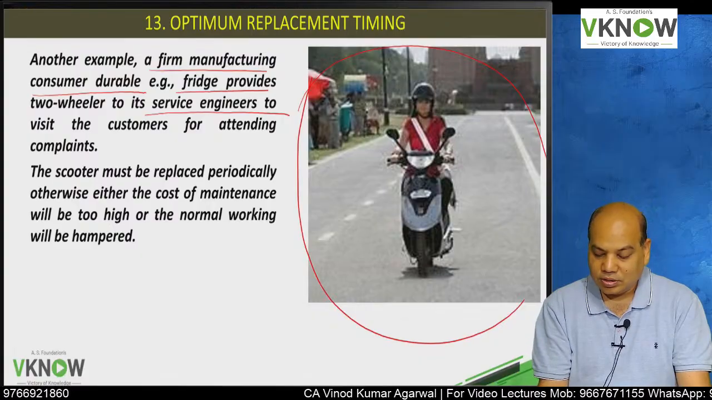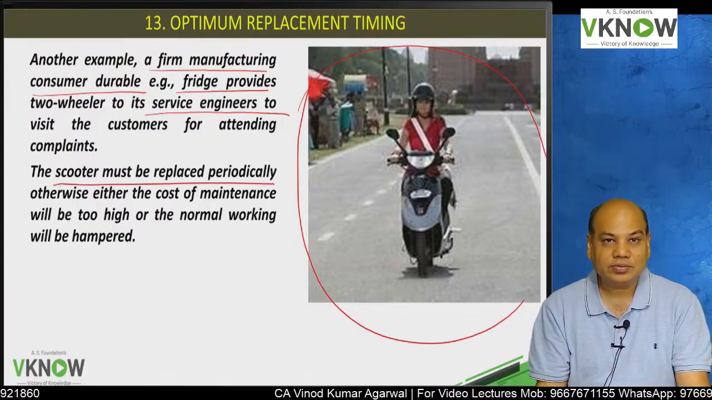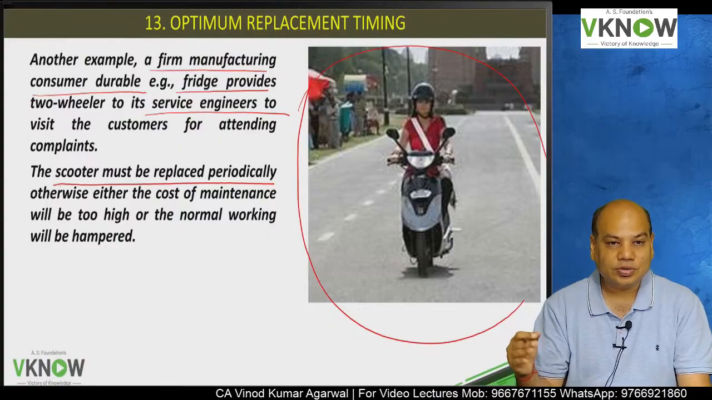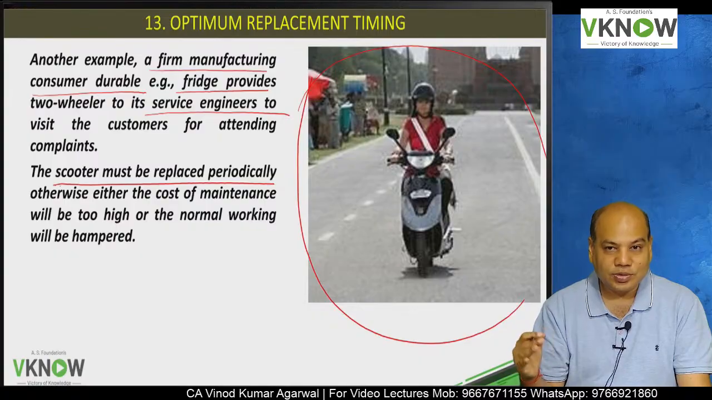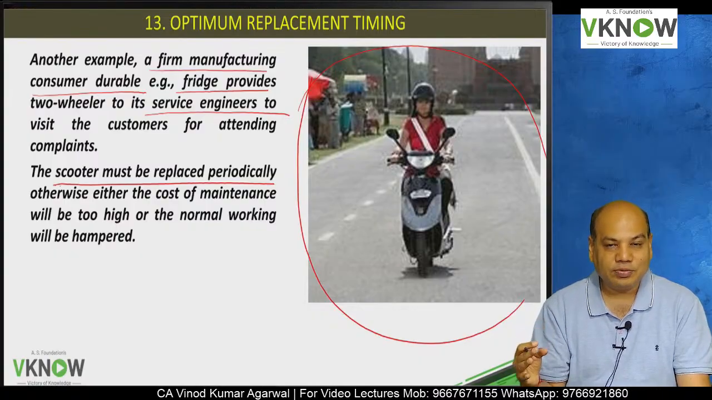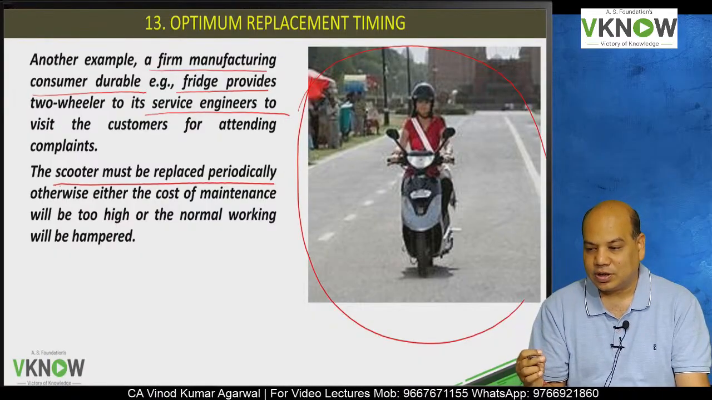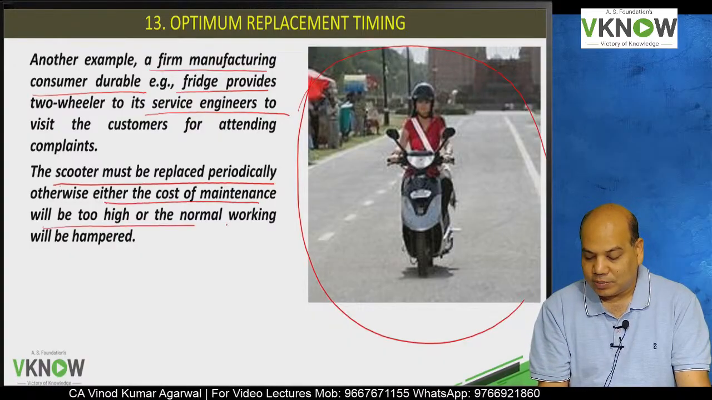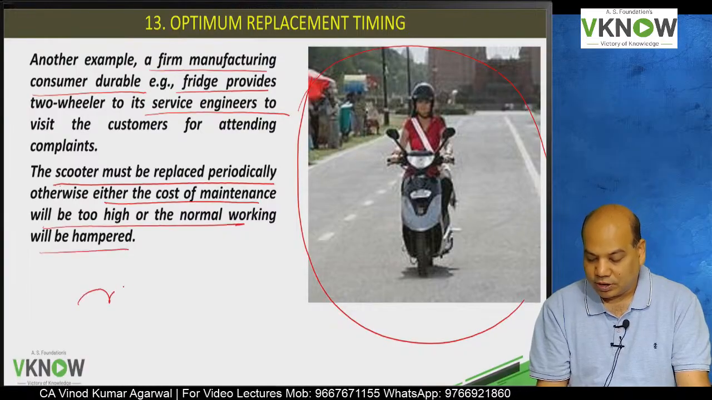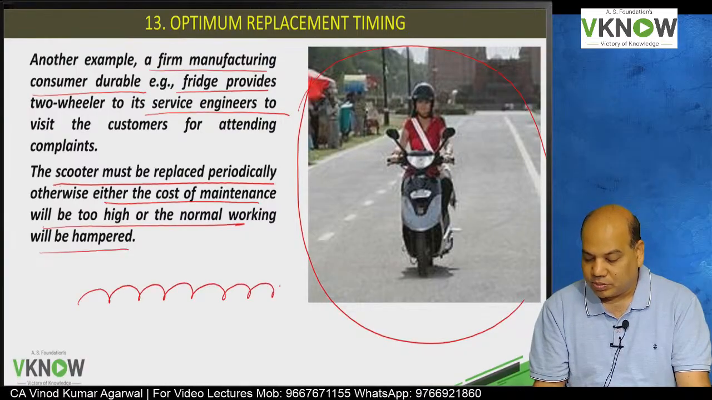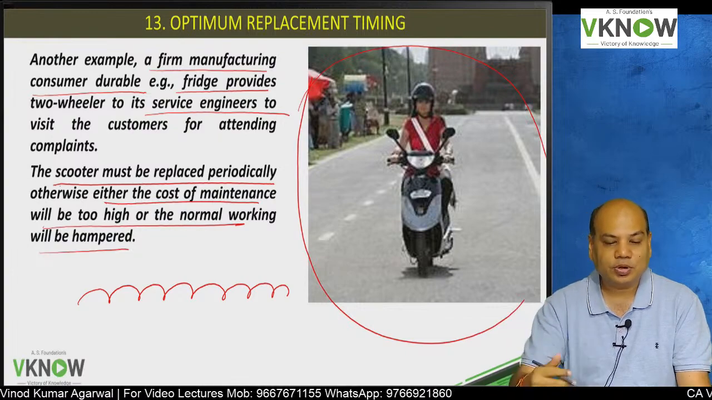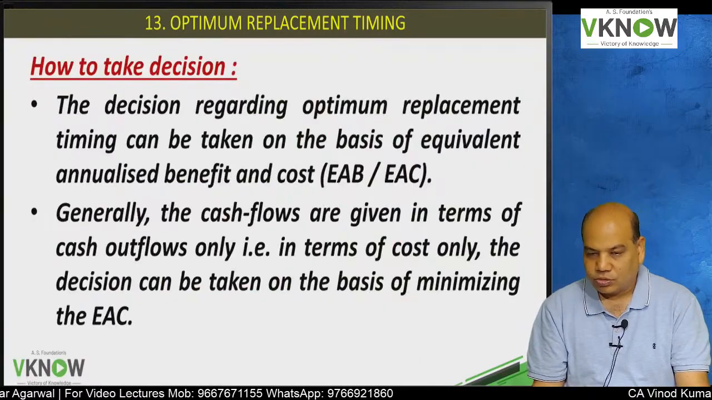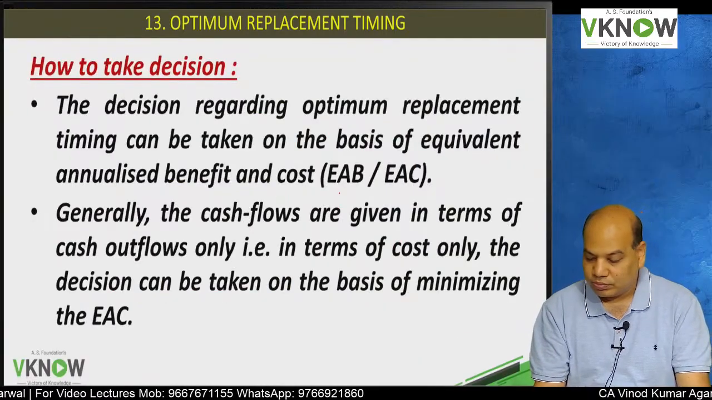But scooter life may be 10 years, but if you wait till 10 years to replace, by the time it goes into 8th, 9th, 10th year, continuous repair maintenance will be required, breakdown will be more, customer service will be affected, salvage value will go down, so they will need to replace it. It is better to find out what is the optimum replacement cycle, and you keep on replacing the asset in that optimum cycle. So how to take a decision, I have told you.